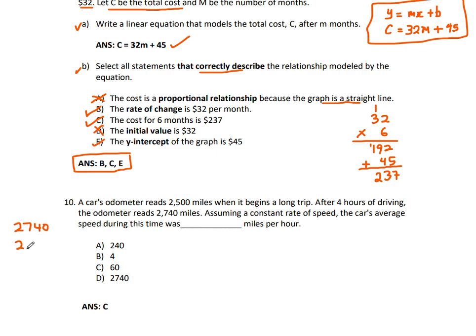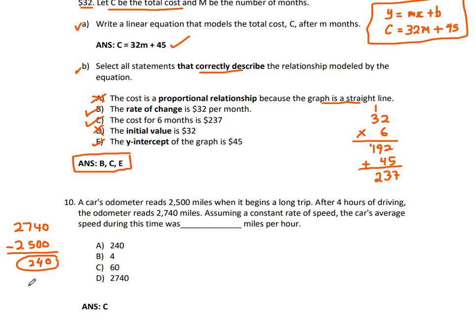And that will be done by taking the 2,500, which is the starting mileage, from the mileage after 4 hours, which is 2,740. Let's do the subtraction here. 0 from 4 is 4. 5 from 7 is 2. And 2 minus 2 is going to be 0. So this is going to be 240. That's going to be the total miles traveled over the 4-hour period.